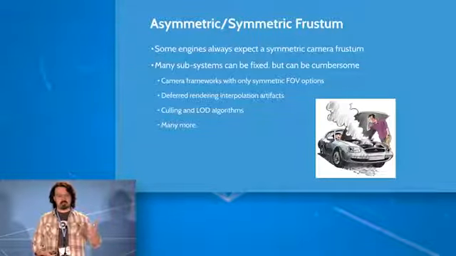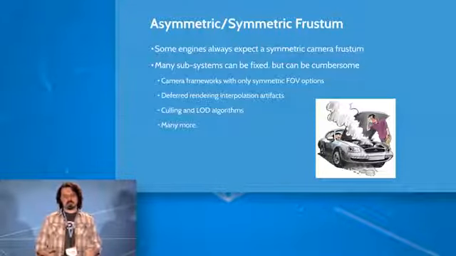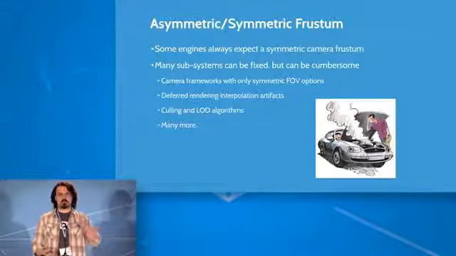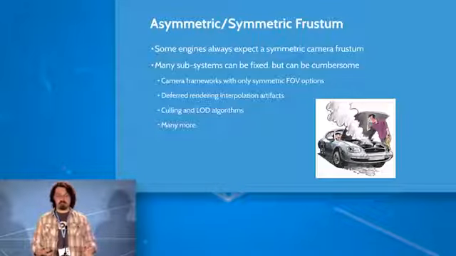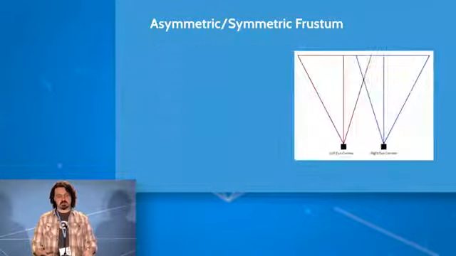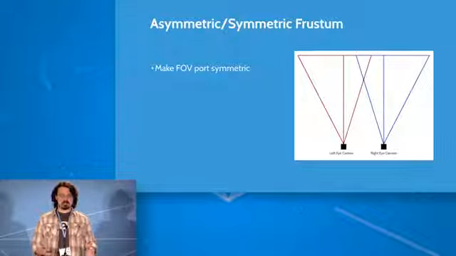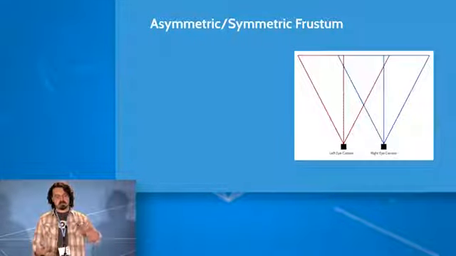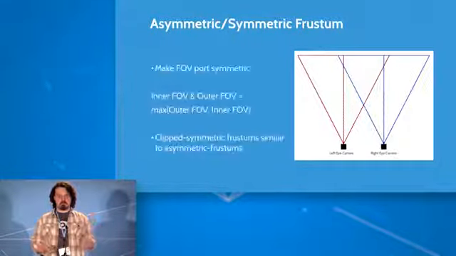And perhaps your camera framework system only accepts symmetric FOVs. We've seen artifacts of deferred shading pipelines where they don't properly interpolate across the frame buffer when it's an asymmetric frustum. Culling might not be handling it properly, and a bunch more problems. So essentially, the easy way to fix this is to make your FOVs symmetric. Essentially, the way to go about doing this, and you can also see this in the Oculus World demo, is to make sure that you're taking the maximum of the inner and the outer FOVs.